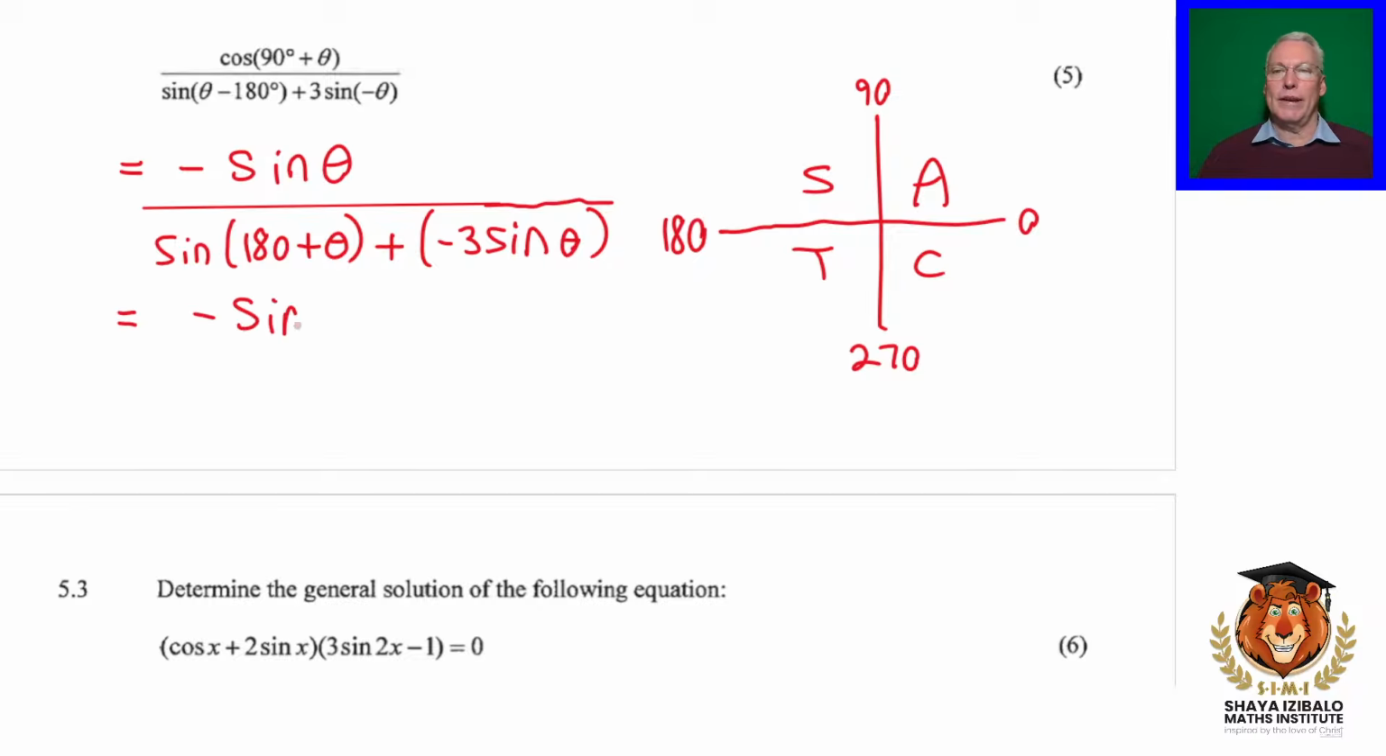So what we've got here is negative sine theta on top, and on the bottom we've got minus 3 sine theta.